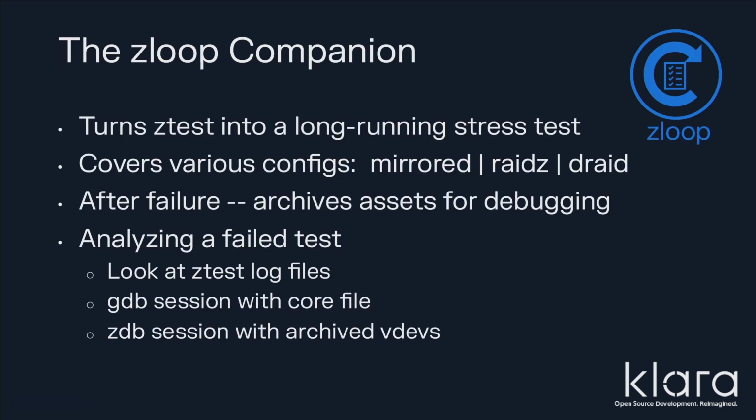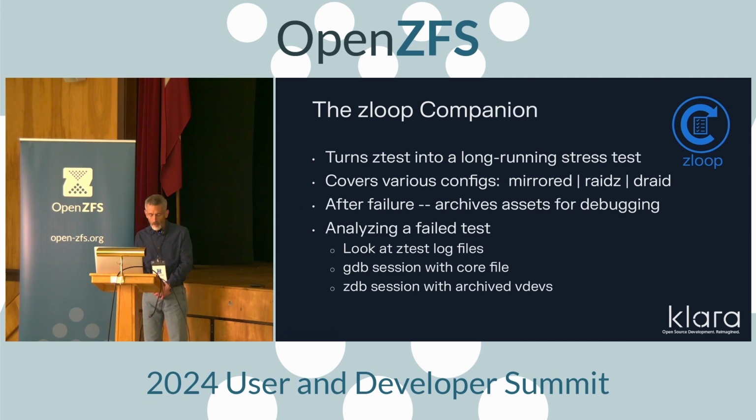So zloop. You can run ztest. You can specify a time for ztest, and it'll run, but it will only be running against whatever default config it picked. So if you want to run it for a long period of time, it's probably more advantageous to have it check multiple configs. That's what zloop does: it turns ztest into a longer running test.